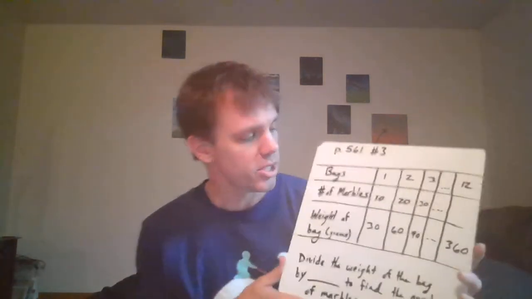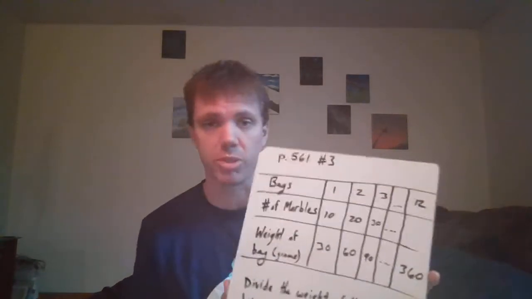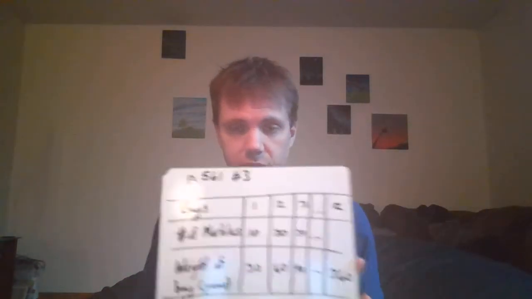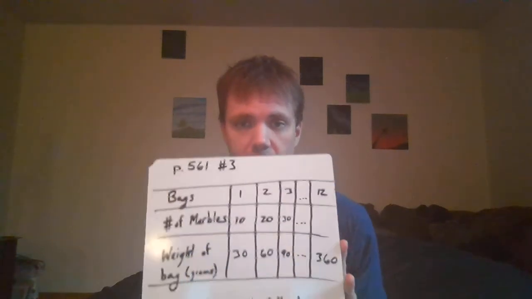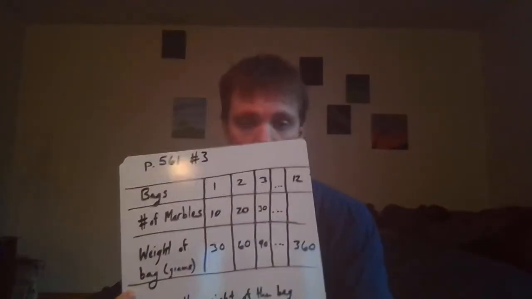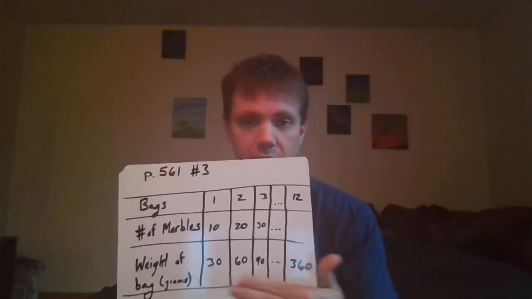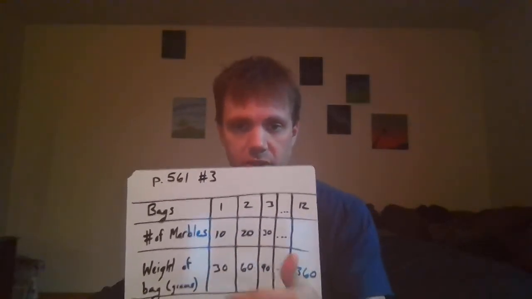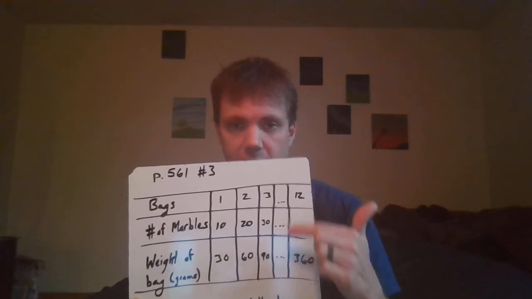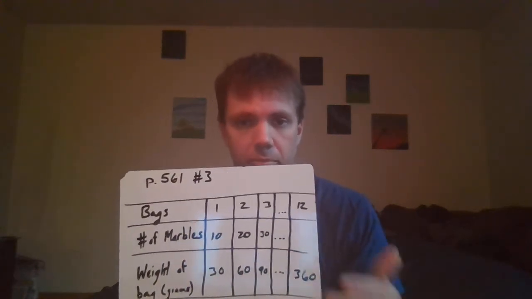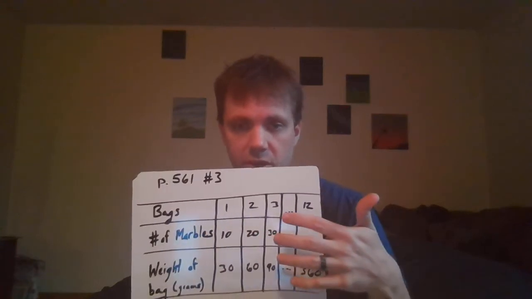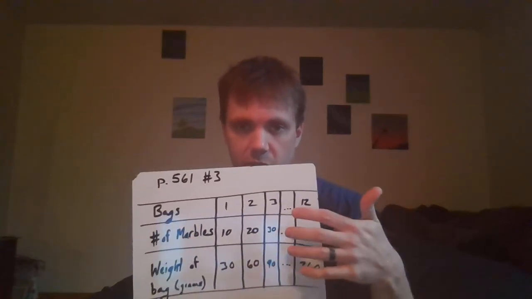Okay, so this problem involves bags of marbles. It tells you each bag of marbles has a certain number of marbles in it, and they all weigh the same. So depending on how many bags you have, you get a certain weight. Mine's a little smaller than yours. Yours goes to 4 bags, but it doesn't really matter. This is giving you everything pretty equal, right?